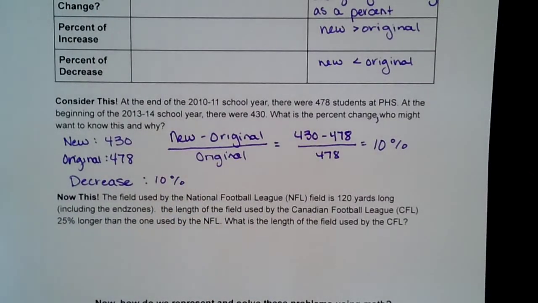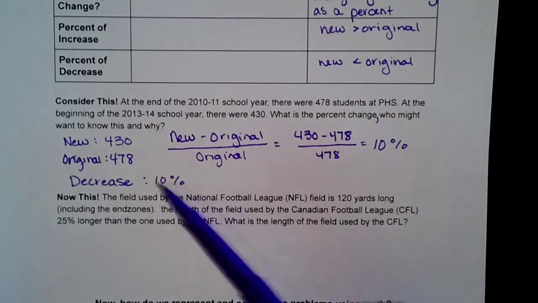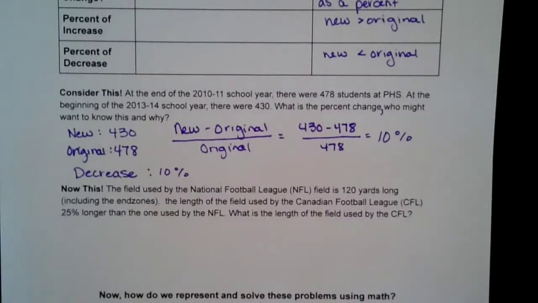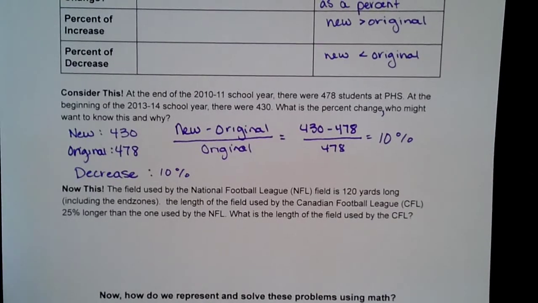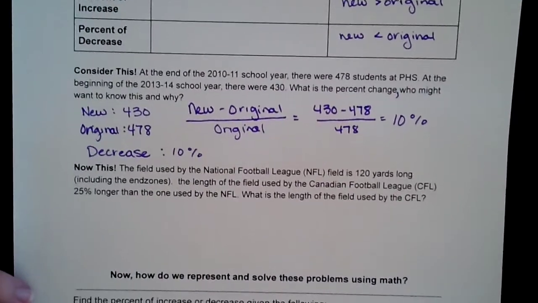Now, who might want to know this and why? Why do we care about this decrease? Why is this problem even on this page? Well, the first thing we should notice is if we have a decrease in students, that right away tells us that there's less students in the district, which affects how many staff members we need, how many lunches are being served, how much money is needed in the district in order to serve those students, etc., etc., etc. There's a lot of different reasons why we might want to know something like this.